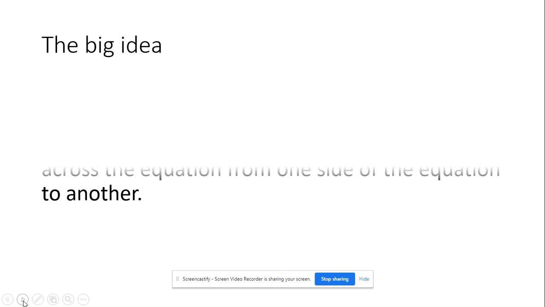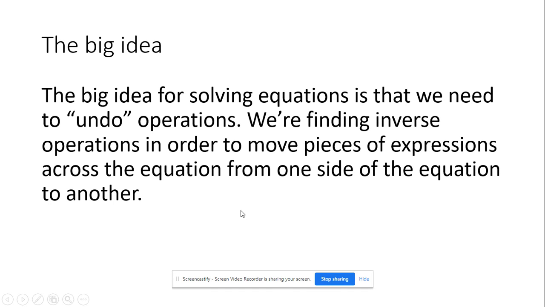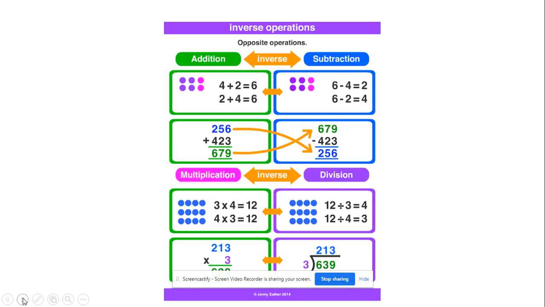So this is the big idea. The big idea here is, in order to solve an equation, we need to undo the operations that are happening to a variable. What we're doing is we're finding inverse operations to move pieces of the expressions across the equation from one side to the other. Okay, so these are my inverse operations, so they undo each other.